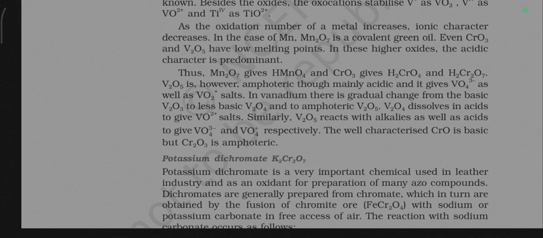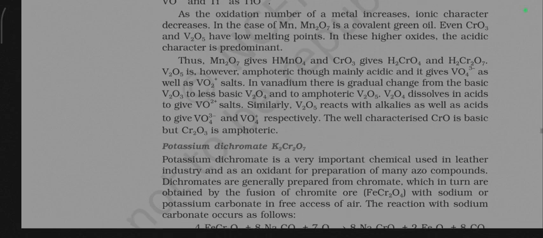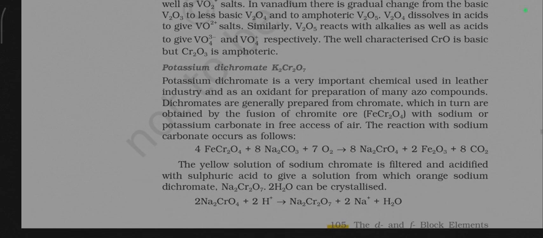V2O5 is however amphoteric throughout, mainly acidic, and it gives VO4 3- as well as VO2+ salts. In vanadium, there is a gradual change from the basic V2O3 to less basic V2O4 and to amphoteric V2O5. V2O4 dissolves in acid to give VO2+ salt. Similarly, V2O5 reacts with alkalis as well as acid to give VO4 3- and VO2+ respectively. The well characterized CrO is basic, but Cr2O3 is amphoteric.